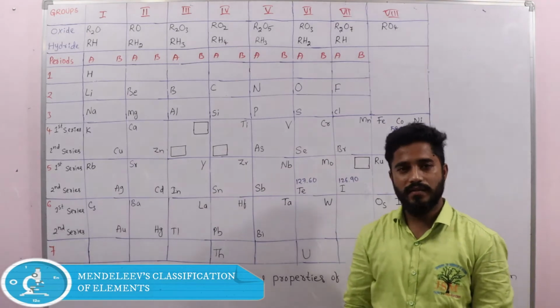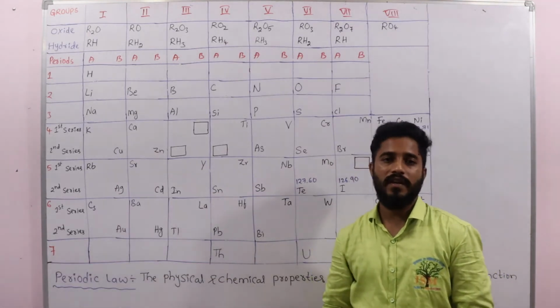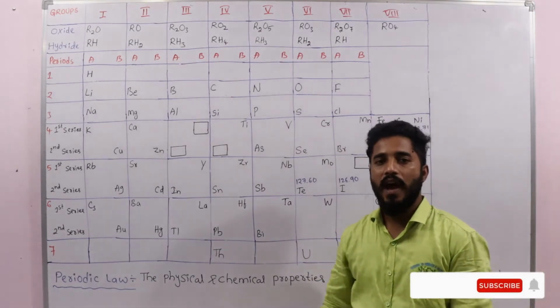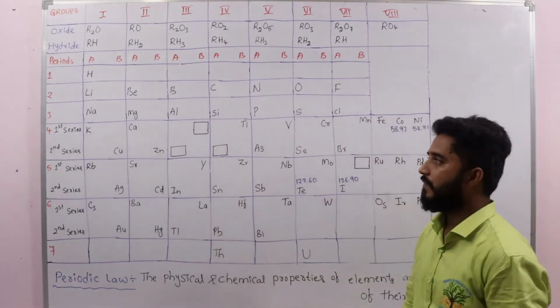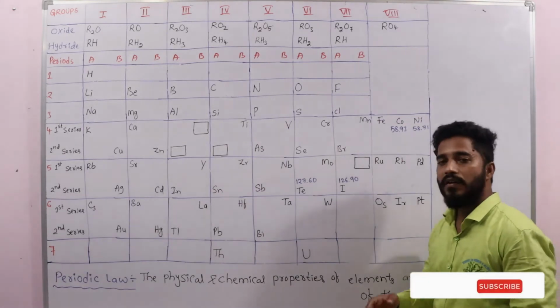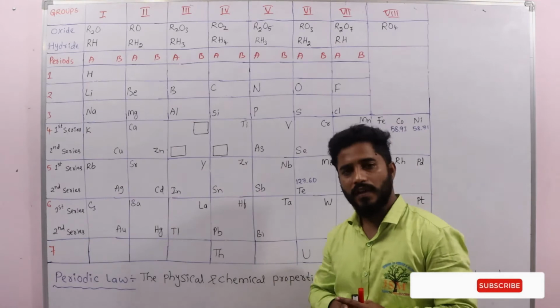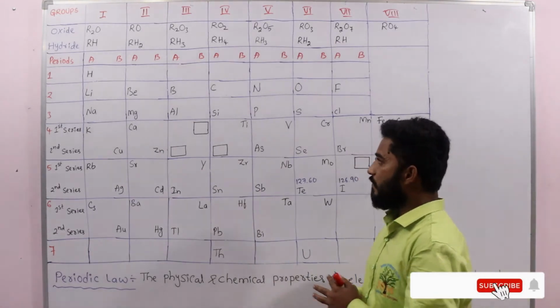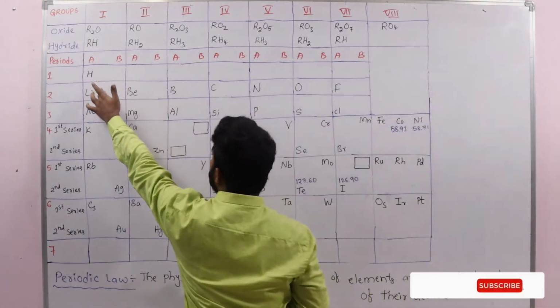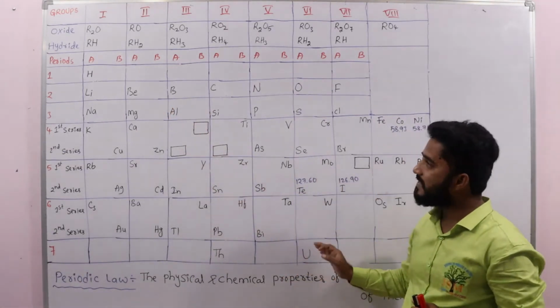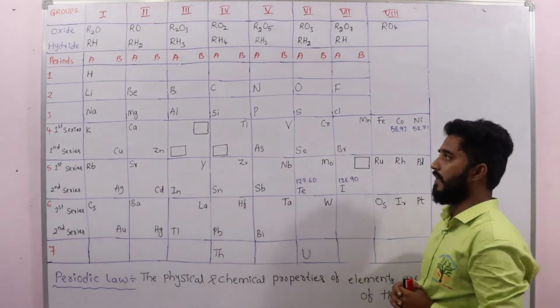In the last class, we discussed some of the classifications of elements. In this class, I am going to discuss Mendeleev's classification. Mendeleev classified a total of 63 elements, which were known at that time, from hydrogen to uranium.